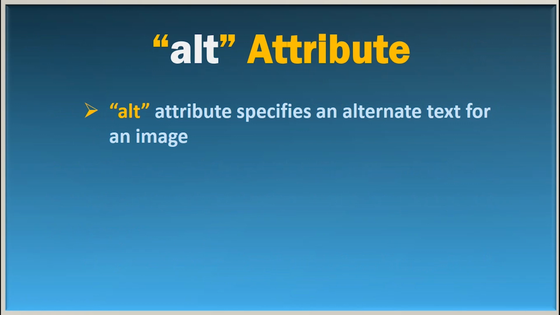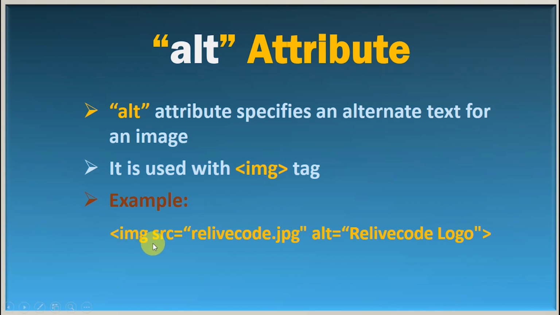Alt attribute. The required alt attribute for the image tag specifies an alternate text for an image, if the image for some reason cannot be displayed. This can be due to a slow connection or an error in the source attribute, or if the user uses a screen reader. Alt attribute is used with the image tag. For example, this is the source attribute and this is the alt attribute, meaning Relive Code logo.